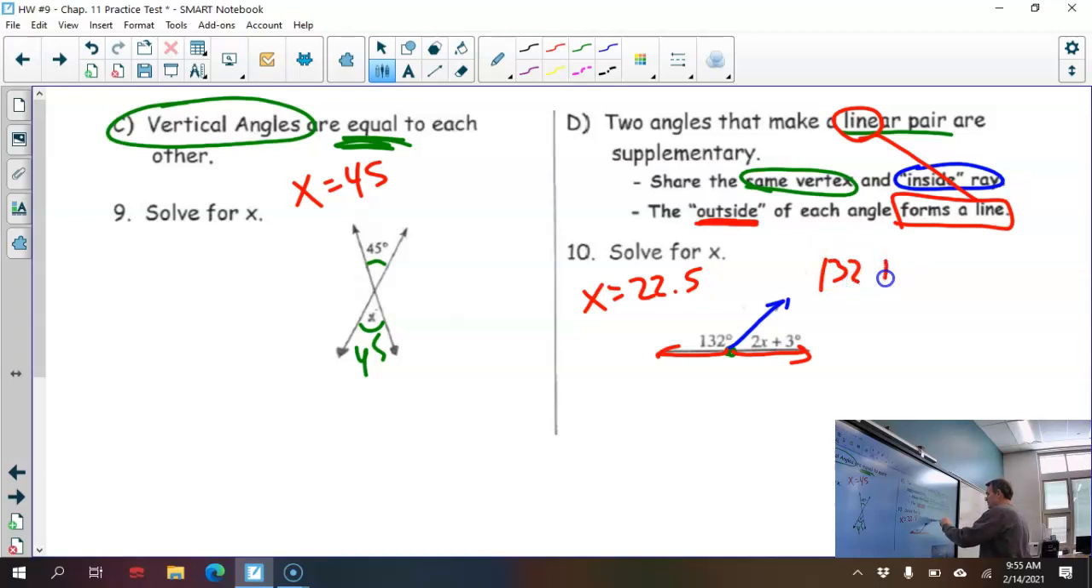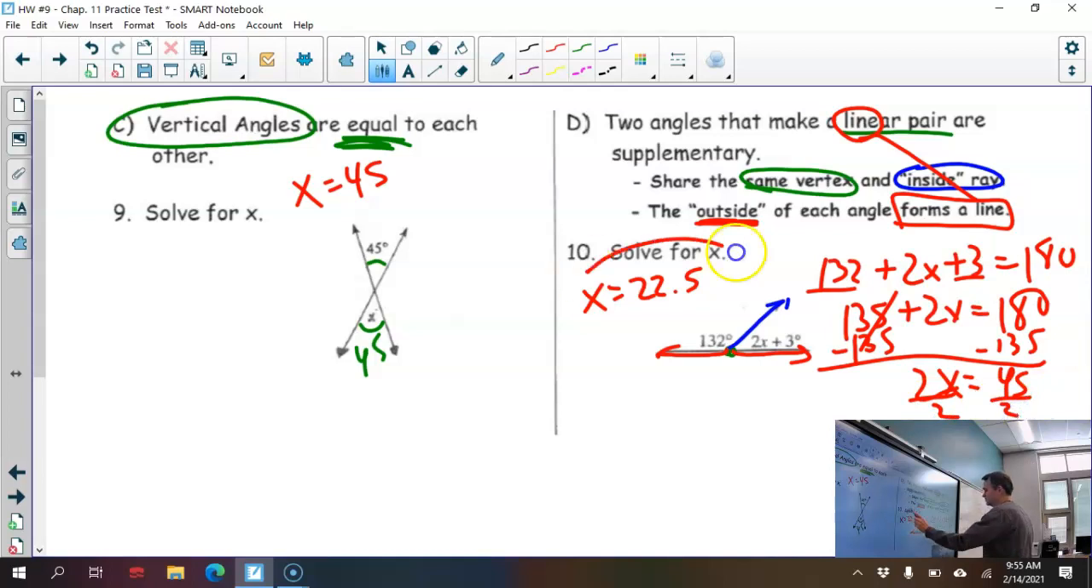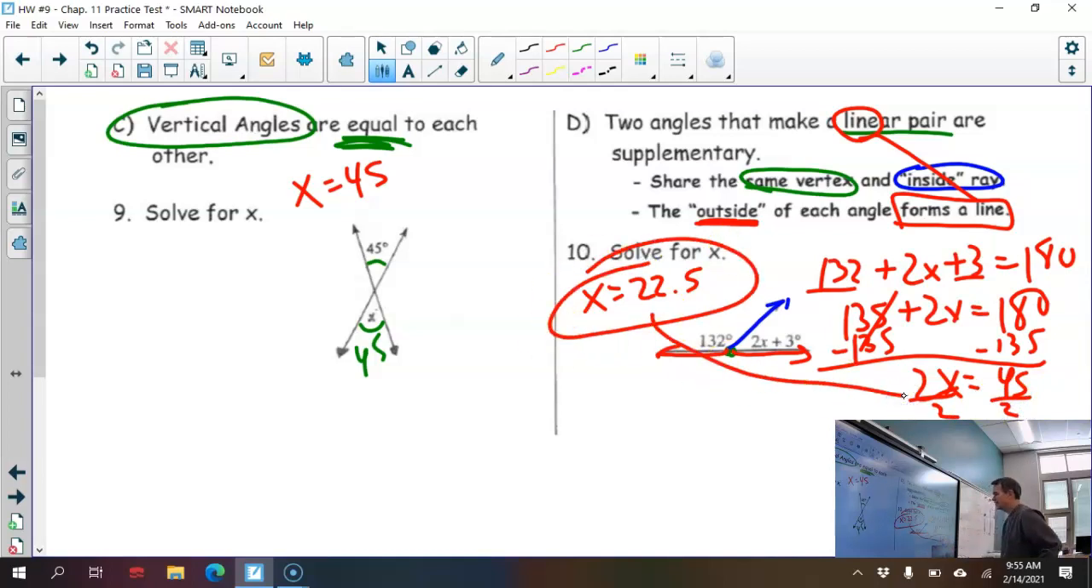So 132 plus 2x plus 3 adds up to 180. And if I add my like terms together, the 3 and the 132, and then I subtract 135 from both sides, I get 2x equals 45, and then I divide both sides by 2. I end up with x equals 22.5.